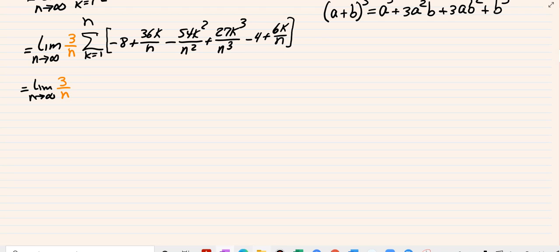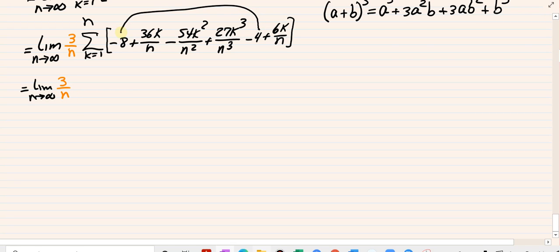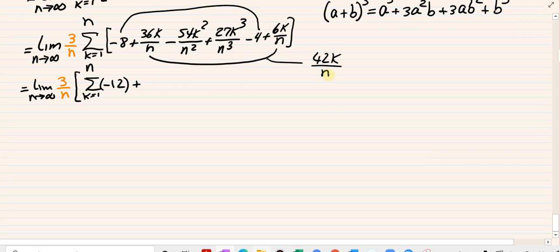I can combine some things here, like 4 and 8. That's going to be 12, negative 12. So this is going to become sum sigma of negative 12, k goes from 1 to n. Plus, so I combine those two. Let's combine these two fractions. Okay, so I have 36 and 6. That makes this 42k over n, doesn't it? So I'm going to factor out 42 over n sigma of k from 1 to n.